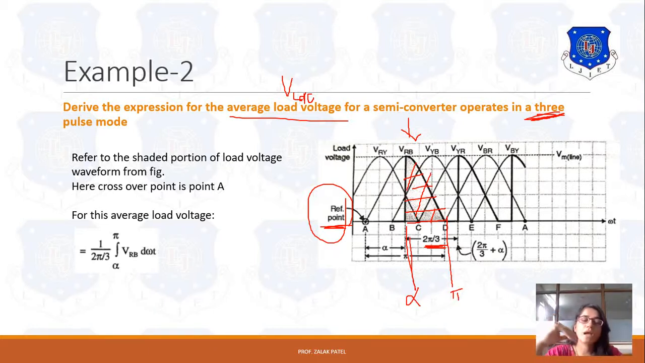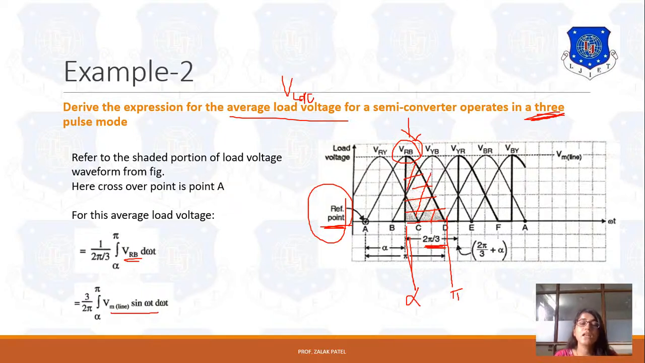So 1 upon 2 pi by 3, integration from alpha to pi of VRB. Actually it is written as V d omega t, but over here the line voltage or load voltage is VRB, that's why we write VRB. So 1 upon 2 pi by 3, alpha to pi, VRB d omega t. Now let's put the values. This 2 pi by 3 can be written as 3 upon 2 pi, integration from alpha to pi, and VRB can be written as Vm sin omega t.